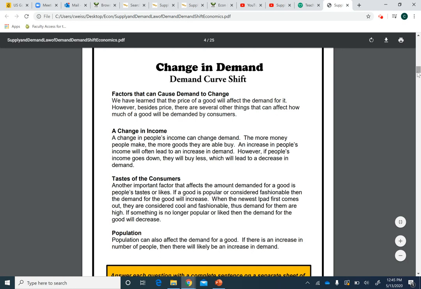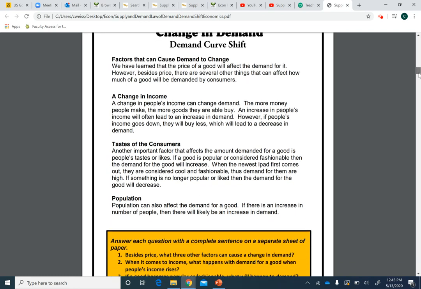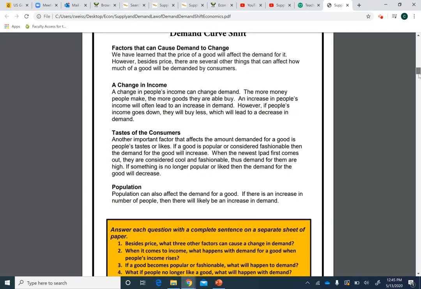This is just a review again for demand. We've learned that the price of a good will affect the demand for it. However, besides price, there are other things that affect it, right? These are determinants: changes in income, the taste of consumers, and the population. Okay.